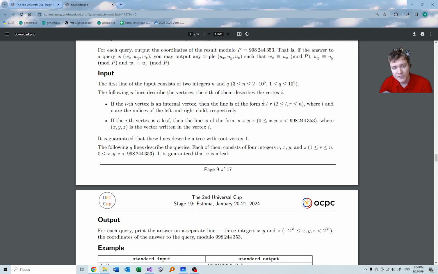Okay, so we can always store a vertex as a bool and 3 ints. Yeah? So each vertex is a bool and 3 ints. Let me think. So how do we store a vertex?